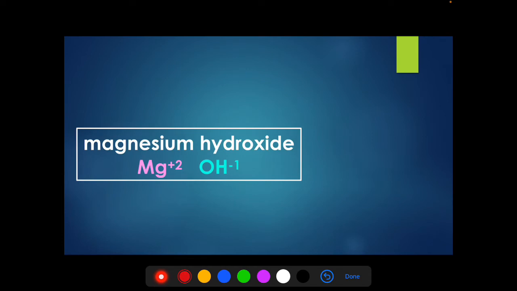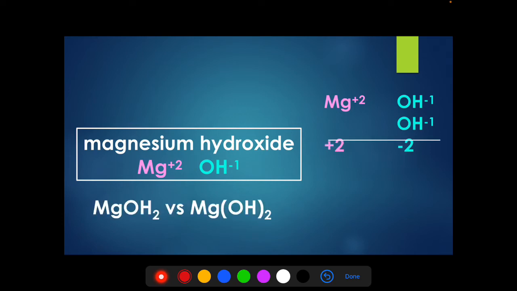Magnesium hydroxide. So let's write our 2 ions out first. Magnesium we know is a +2 charge. Hydroxide is one of these polyatomic ions. You'll find it in the first column. That has a -1 charge. So they still need to balance out to 0. You will need 2 hydroxides to balance out 1 magnesium ion.